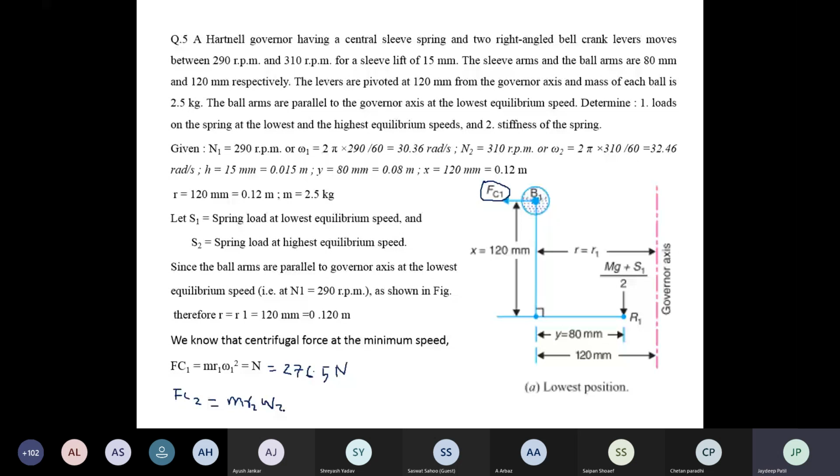Is R2 given in the numerical? No, sir. How can we find out R2, anyone? This is the maximum position. Find out FC2. So we have H, X, and Y. Correct. And R1. We know the lift of the sleeve H is equal to R2 minus R1, Y upon X. Correct. Y by X.